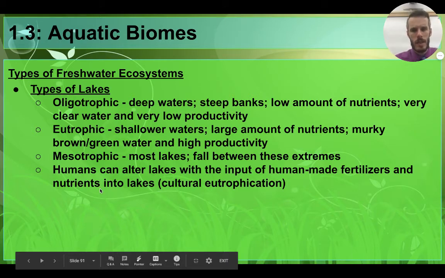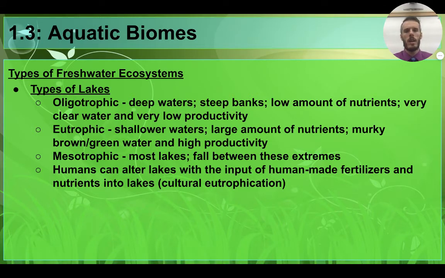So there are a few different types of lakes. There are oligotrophic lakes, which don't have a whole lot of nutrients, are pretty deep, with steep banks, so not a whole lot of opportunity for plants to really take hold. So there's going to be a low amount of productivity in these lakes and very clear water.